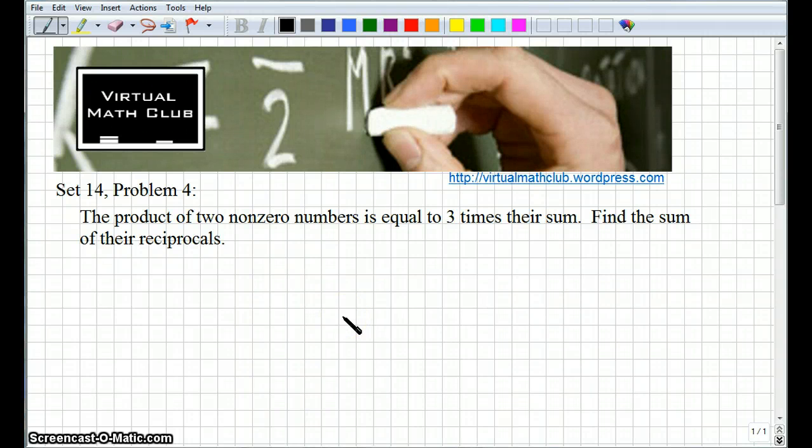Alright, in problem number 4, we're given that the product of two non-zero numbers is equal to 3 times their sum, and we're asked to find the sum of their reciprocals.